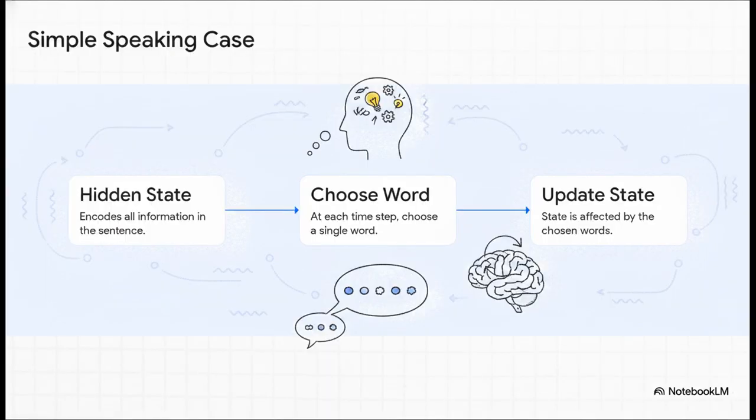So to build an AI that can actually handle this, we kind of have to borrow from human biology. Think about how you or I generate a sentence, right? Word by word. We have this hidden state, our train of thought, that encodes the idea we are trying to express. At each time step, we pick a single word. And here's the crucial part: our internal hidden state updates based on the word we just chose. That's how we remember what we just said so we can logically finish the sentence.